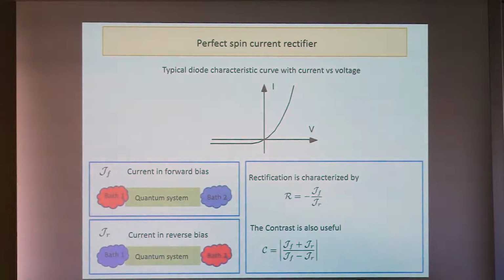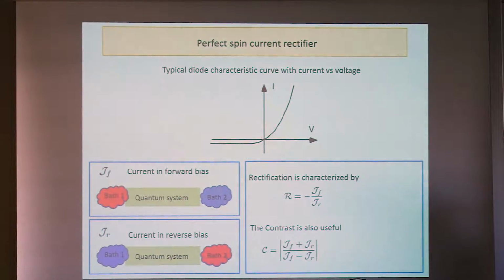A diode has a characteristic curve given here. I just show a typical characteristic IV curve. You have a current that increases significantly when the bias, the voltage, is positive, and then it's very small when it's negative. So we can think of now our rectifier as a quantum system, and I put two baths, the two sides, left and right, and I choose this. I call this forward bias, and then I can swap the baths and put maybe a cold bath or some other bath here, and swap them, and I have reverse bias.